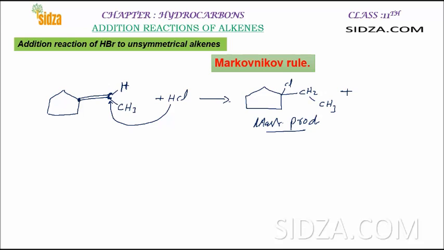What will be the anti-Markovnikov product? In an anti-Markovnikov product, the hydrogen will attack over here, but that will be formed in a very small quantity. That will not be a major product. So hydrogen will go over here, and this particular carbon gets the chlorine and the CH3. This is the minor product, not the major product, and this will be called an anti-Markovnikov product.